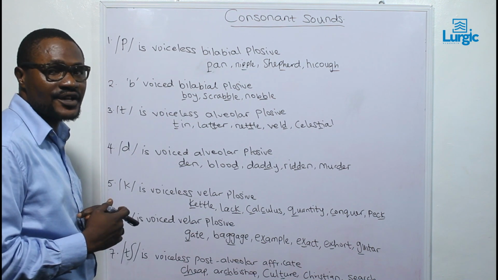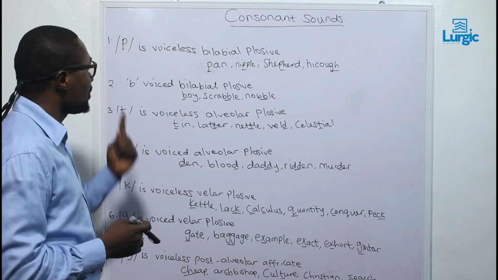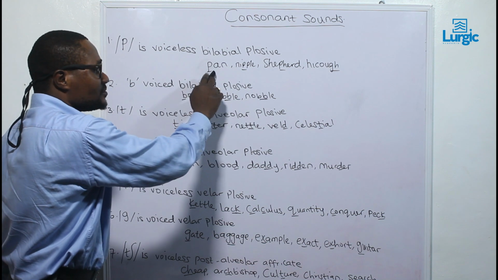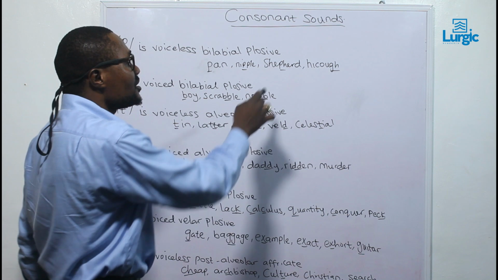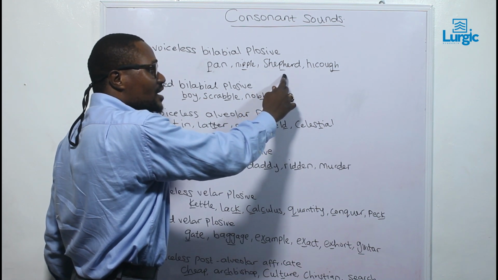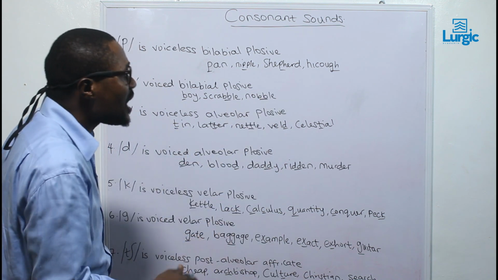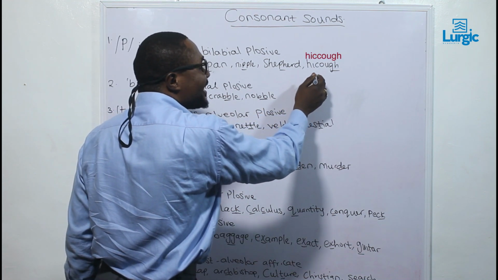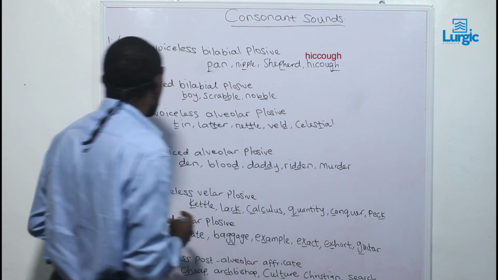The first sound we have here is the voiceless bilabial plosive, p. Good. As in pen, as in nipple, as in shepherd. We hear some people pronouncing this word wrongly. No, the right pronunciation is shepherd. Here we have the word ecop, not ecoff. Ecop. Okay? Say it together. Now let's go ahead.